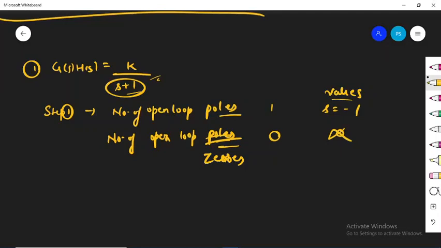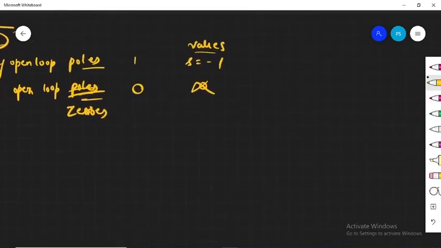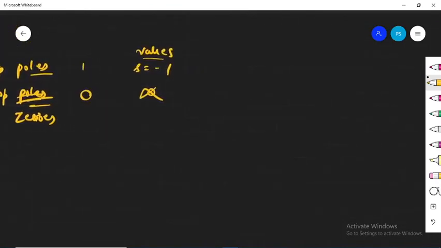Now your step 2, when you have figured out how many open loop poles and open loop zeros you have and where they lie, step 2 should be to mark the poles and zeros. You should always try to mark the poles and zeros on the S plane. So we'll just make the S plane over here. This is the S plane, and we'll just mark the open loop poles and zeros.